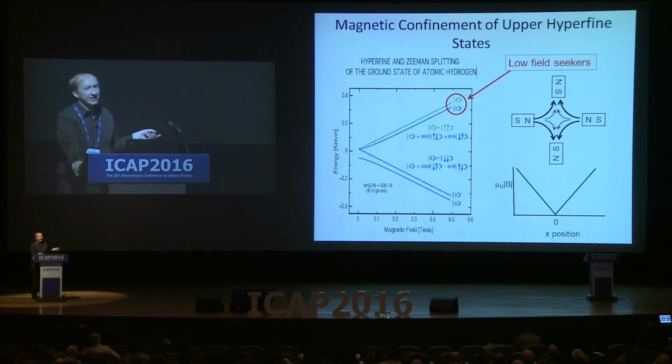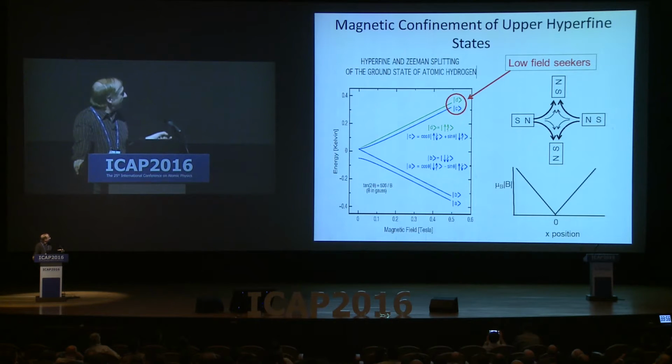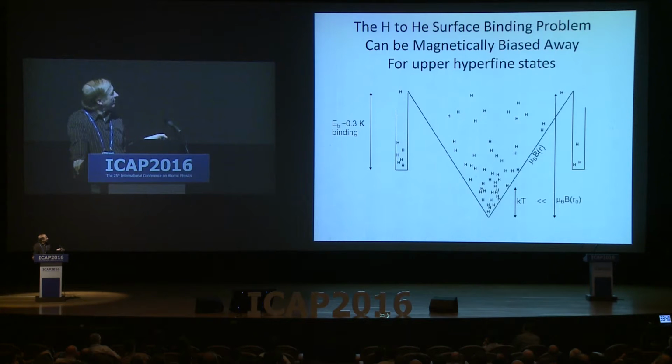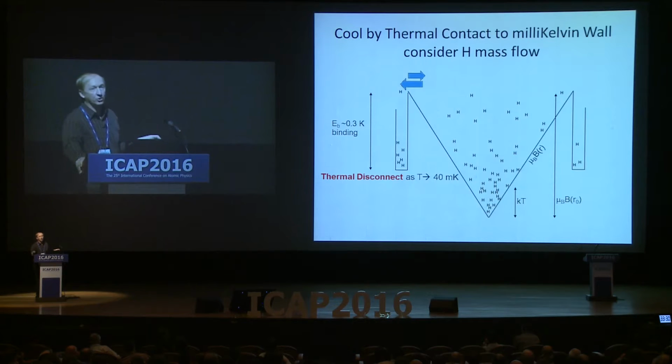And so come back to this diagram. What about the upper hyperfine states over here? They can actually be confined with magnetic field. You simply put 2 north poles together and you get a field 0 in the middle. That was well known. So this means you can actually bias the walls up to a higher potential. So if we put a field on, the walls are biased up, and the actual atoms can now be trapped in the center. So this is good, but now you have a question of how to cool.